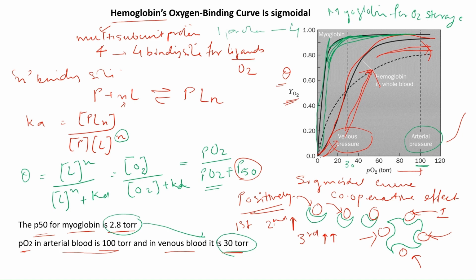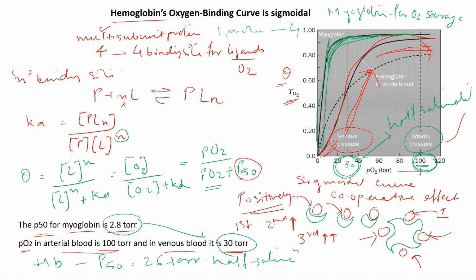But if we talk about hemoglobin, the P50 for hemoglobin is 26 torr. That means in arterial blood, when the pressure is 100 torr, it will remain fully saturated. But in venous blood, when the pressure is 30 torr, it will be only half saturated. Whereas myoglobin is fully saturated in both cases, hemoglobin in venous blood will be half saturated. Now, this difference is important to release the oxygen.